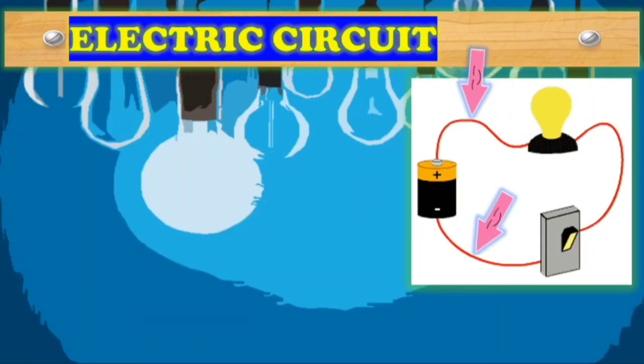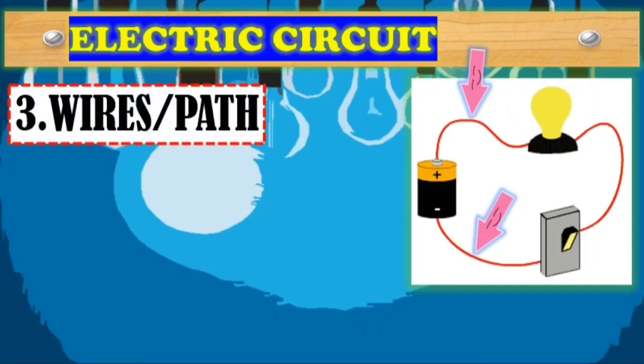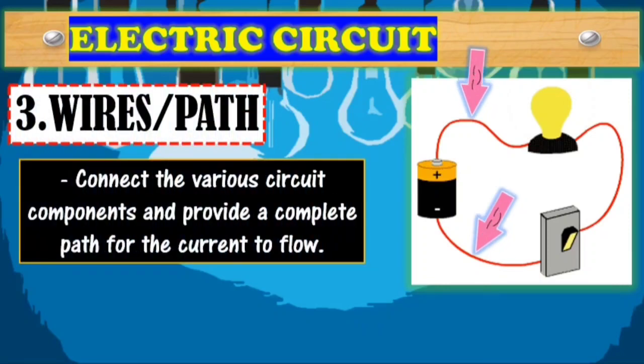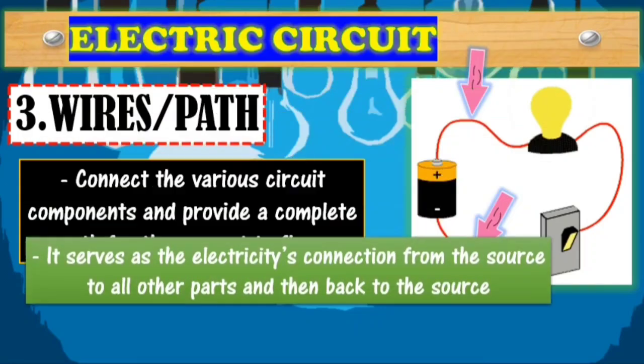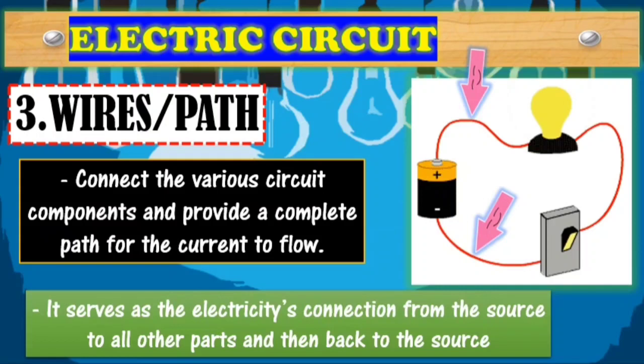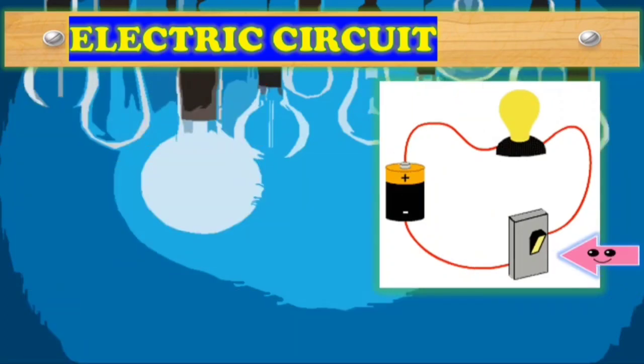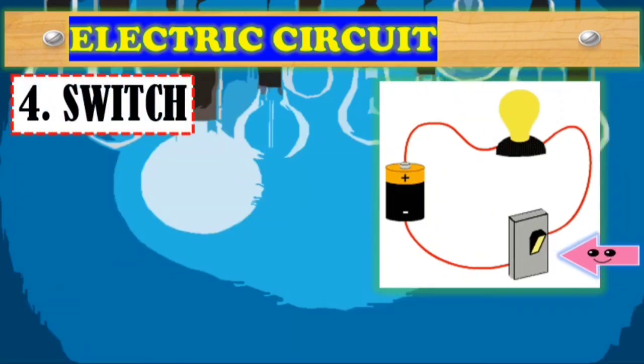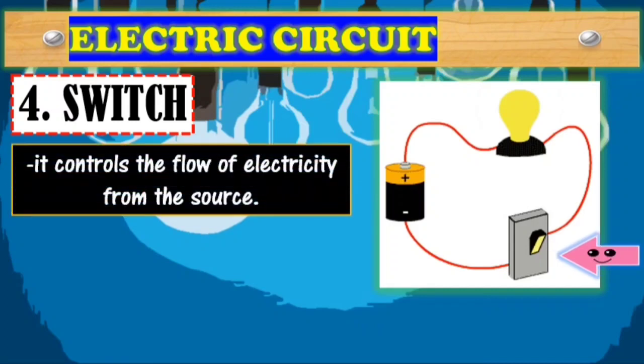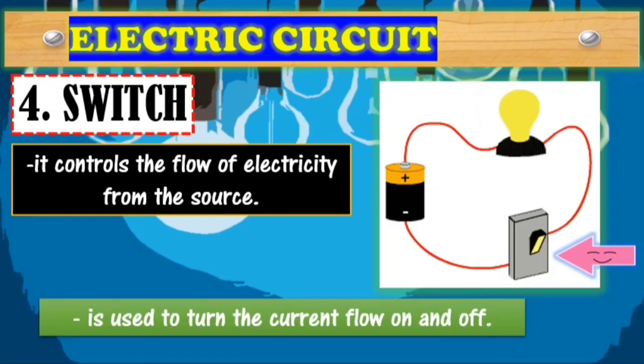Next, number three is the wires or the path. They connect the various circuit components and provide a complete path for the current to flow. They also serve as the electricity's connection from the source to all other parts and then back to the source. Number four important part is the switch. It controls the flow of electricity from the source. It is also used to turn the current flow on and off.